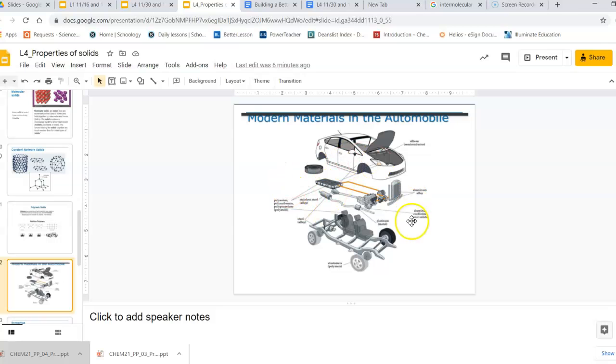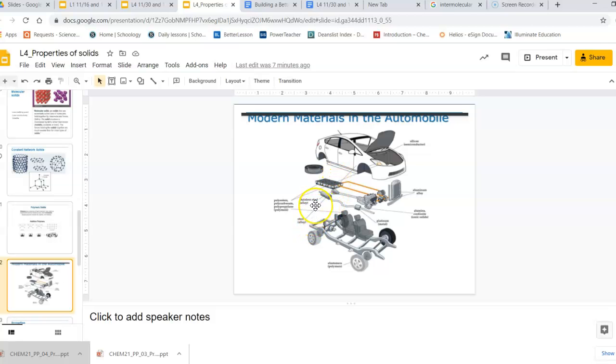I want to show you here an example of how we use all those different types of solids in engineering. This is an example of a car. Under the hood you have a lot of semiconductors, because there's a huge electrical component to the motor, obviously. Mainly they use silicon. Anything you think of as plastic, you can think of as polymers. Again, it's a combination of monomers, usually covalently bonded.